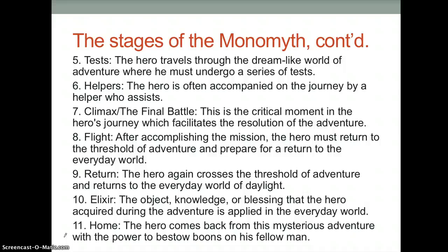Some of them might be quite otherworldly. Ultimately, there'll be a climax or a final battle. And this is the critical moment of the journey that facilitates the resolution of the adventure. And after that, there will be a flight, again, back towards the threshold, at the point at which the hero must return and cross the threshold, bringing in the elixir. That could be an object or knowledge or a blessing that can help to heal the world that he has come from, or home.